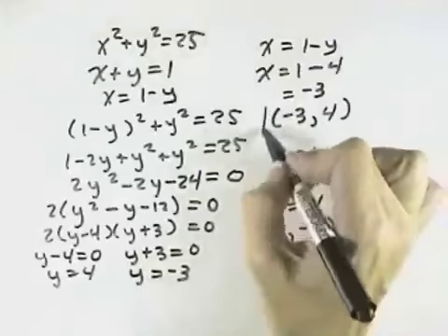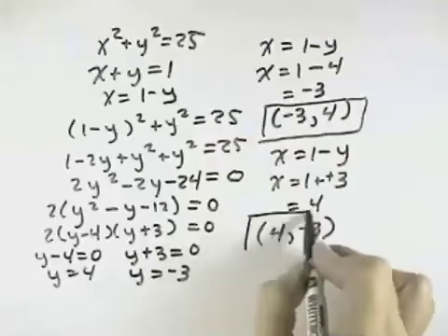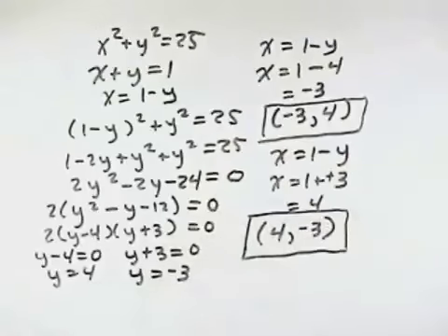So I have two solutions. I have the solution x equals negative 3, y equals 4, and I have the solution x equals 4, y equals negative 3.